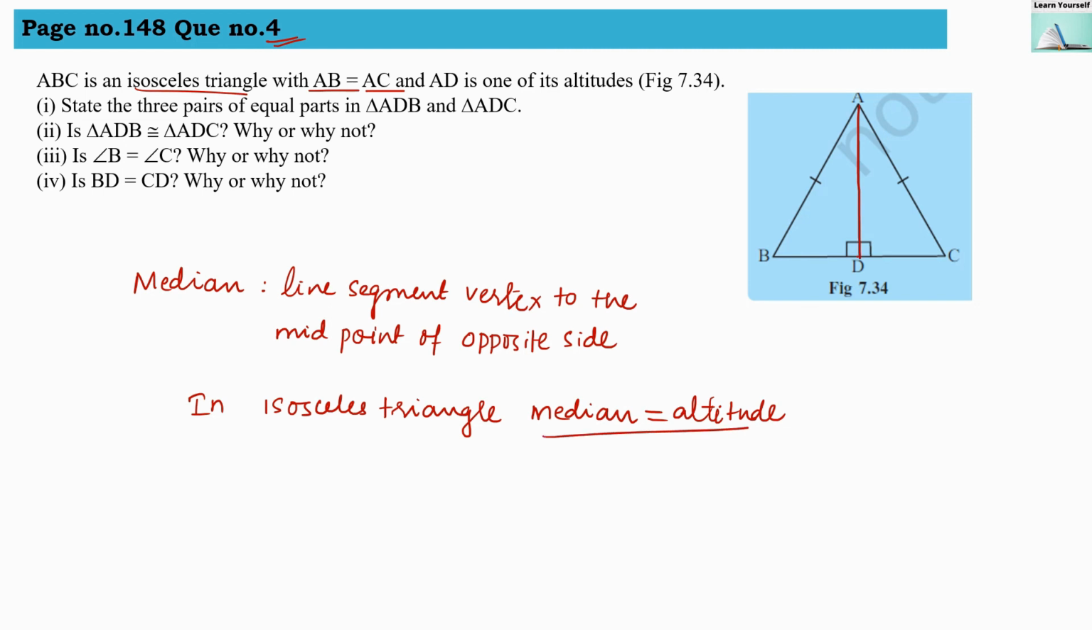Now what is a median? A median is a line segment which starts from the vertex and joins the opposite side's midpoint. So this D is the midpoint of BC. And that's why BD is equal to DC. And so D is the midpoint of BC. And that's why, therefore, BD equals DC. Now we are starting to answer the question.